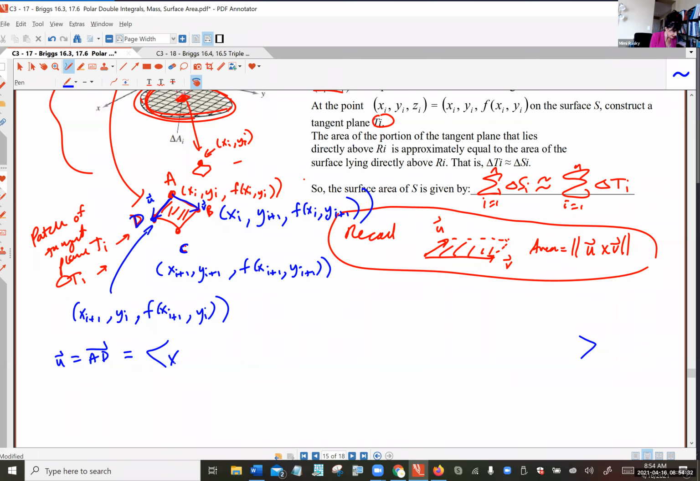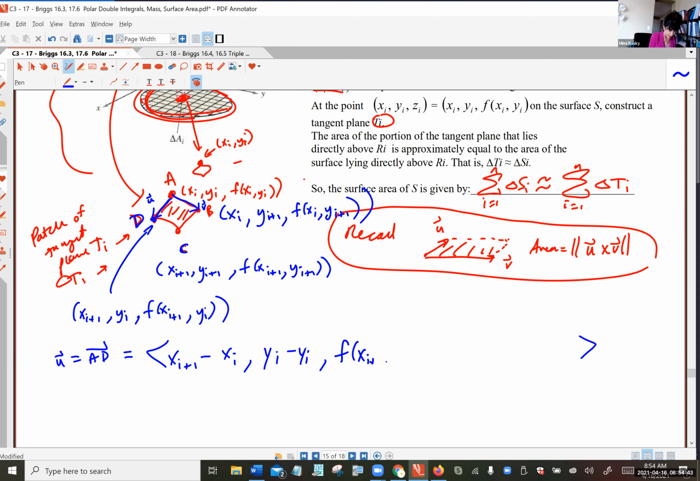So you're going to go x sub i plus 1 minus x sub i, comma, y sub i minus y sub i. Hey, but that's 0 exactly. And then f evaluated at x sub i plus 1, y sub i minus f evaluated at x sub i, y sub i. Fine. So now we're going to do some renaming, and then we'll get the other vector. Stay with me on this.